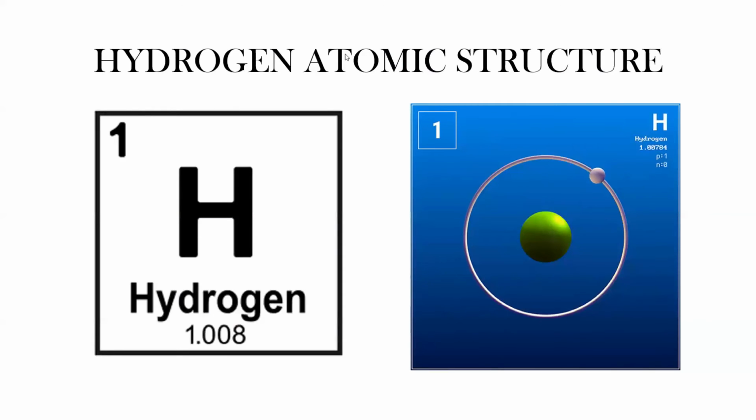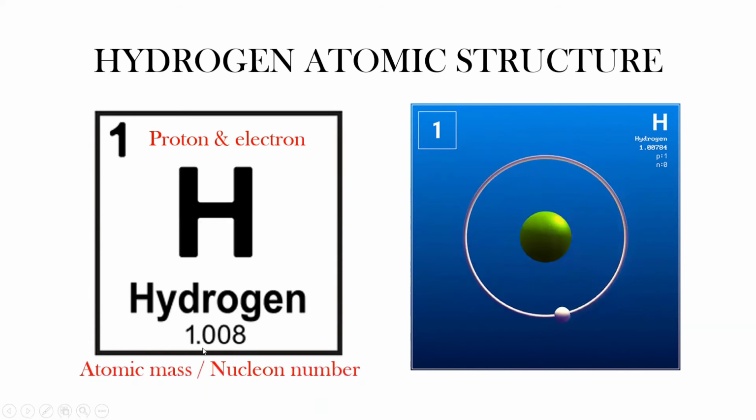So this is the atomic structure for hydrogen. This information we get from the periodic table. Number 1 here indicates that the hydrogen atom has 1 proton and 1 electron, and the atomic mass or the nucleon number is 1.008. So this is the atomic structure of the hydrogen atom. As you can see, there's only 1 electron moving around the nucleus, and also 1 proton inside the nucleus.